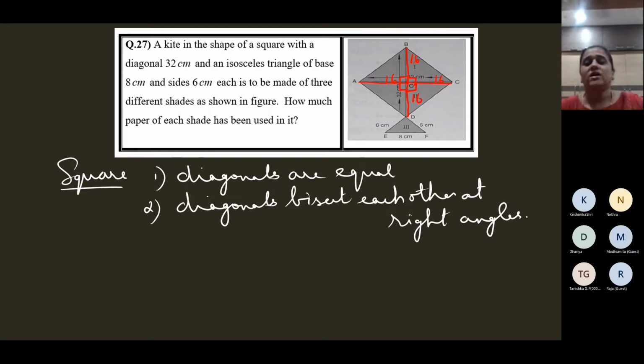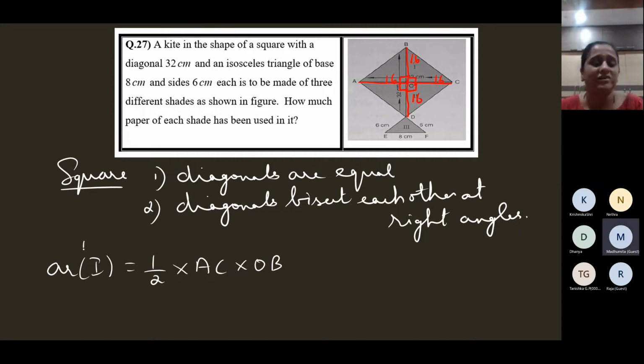Yes, ma'am. Now, the area of region 1 is equal to half base into height. Half into base AC into height OB. Region 1 is the triangle ABC. Base is AC and height is BO or OB. Correct? So half into AC, which is 32, not 16. AC diagonal 32 into OB 16. Correct?